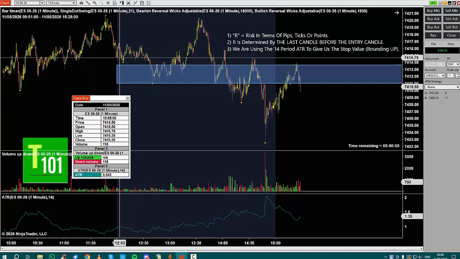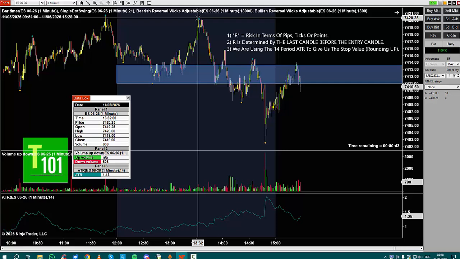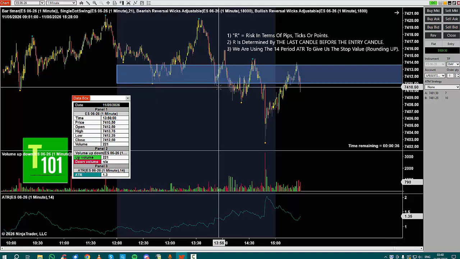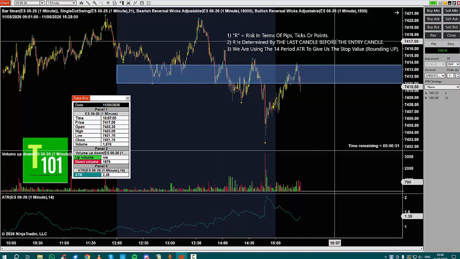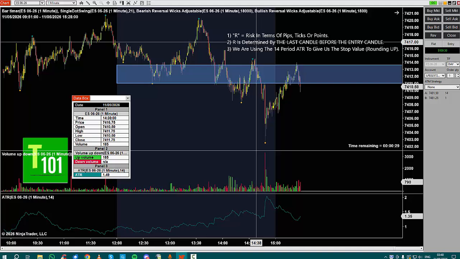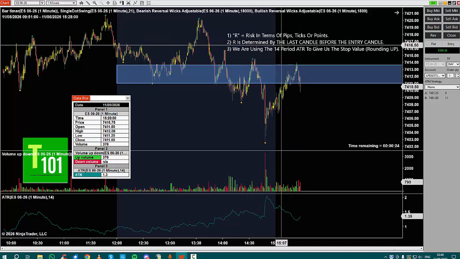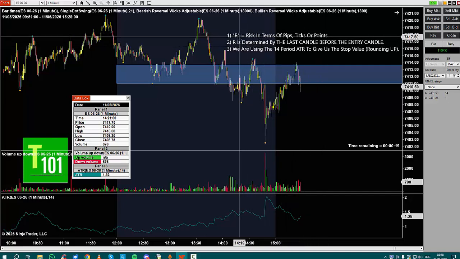You get the gist. We're entering on the close of the candle. We're making sure the stop goes behind the candle, so that's above for short bearish reversal wicks, and that's below for, such as in this case, bullish reversal wicks. And we're basing that stop, we're using R determined by the last candle. We're looking at the ATR value of that last candle, and then that's going to give us our risk in terms of pips, ticks, or points for R as determined by the ATR.